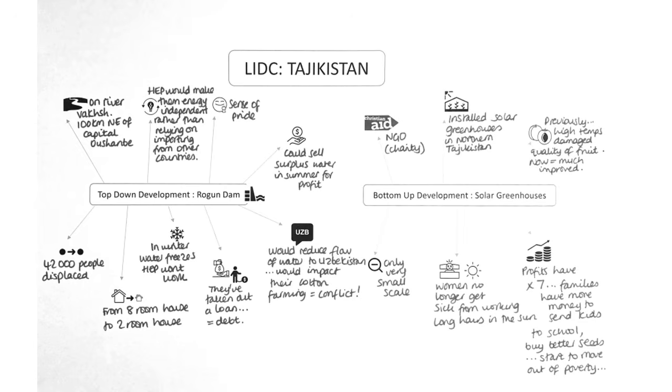Bottom-up scheme, so this is where an NGO, in this case Christian Aid, has come in to work with the local people in the villages. They've raised money and installed solar greenhouses in northern Tajikistan. Previously, the high temperatures damaged the quality of the fruit. Now their yields are much improved. The women no longer have to work long hours in the sun, so they're not getting as sick from doing that, not working as hard.